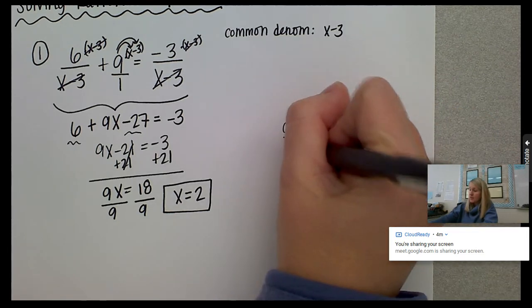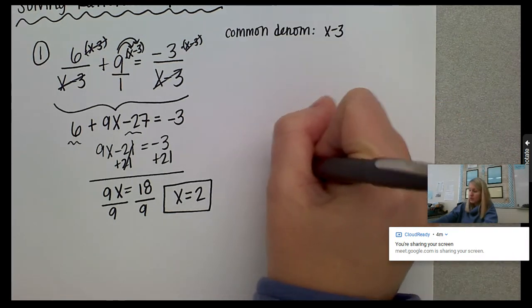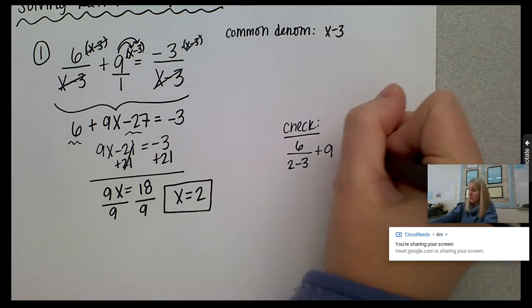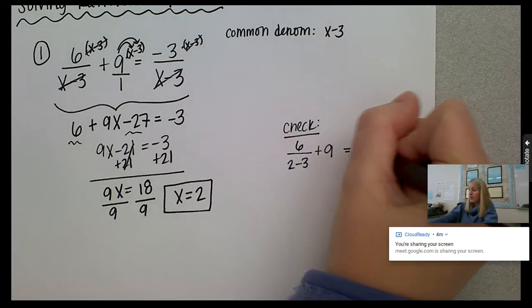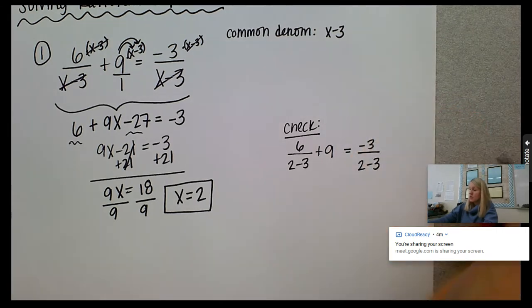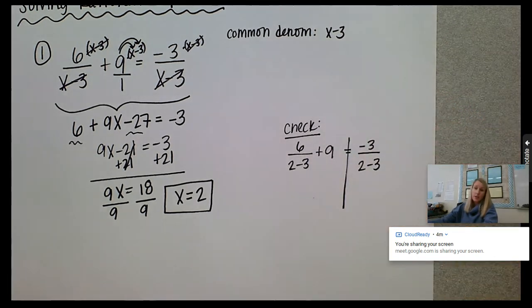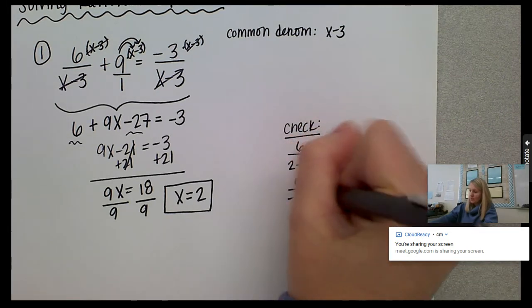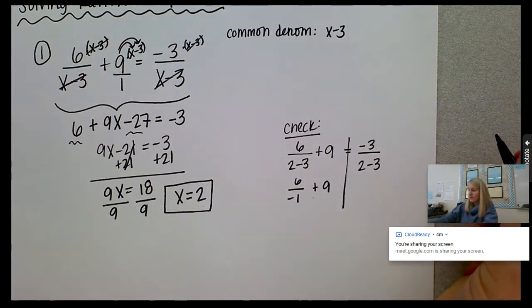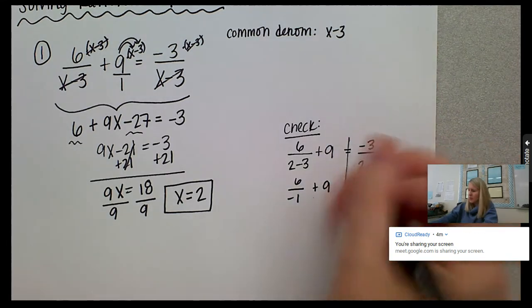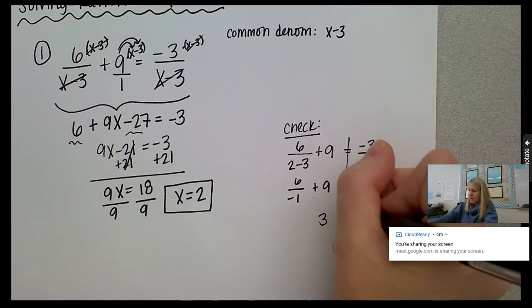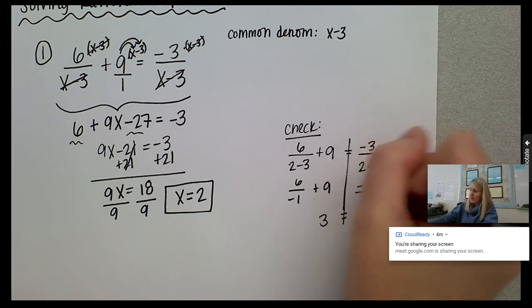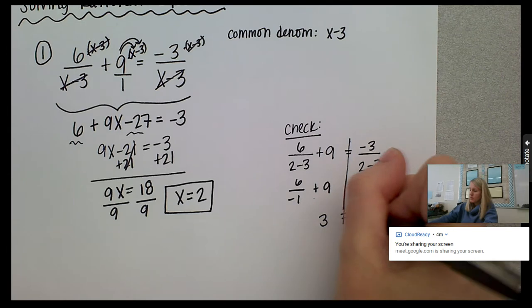But we have 6 over, and then we would plug in that 2. So 2 minus 3 plus 9, right? So that was just 9 over 1, equals negative 3 over 2 minus 3. Your main goal is, does the left side equal the right side? So that gives me 6 over negative 1 plus 9. That would just be negative 6 plus 9, right, which is 3. And then figure out what the right side is. That would be negative 3 over negative 1. Also comes out to 3.